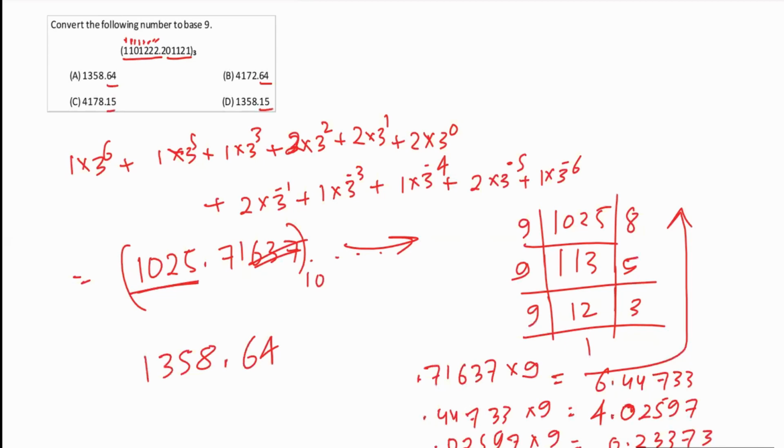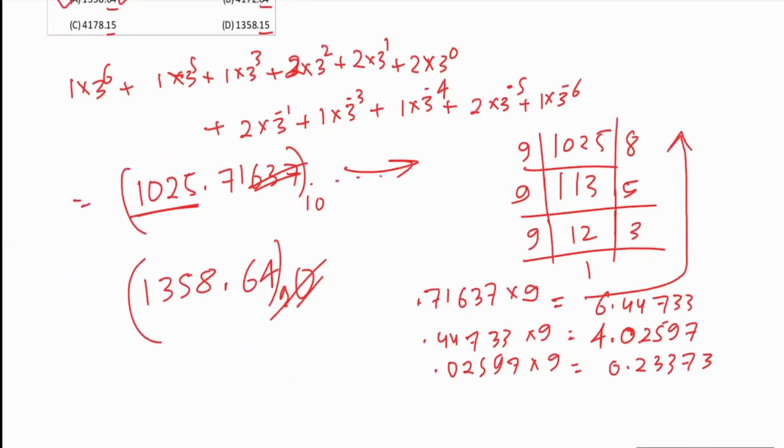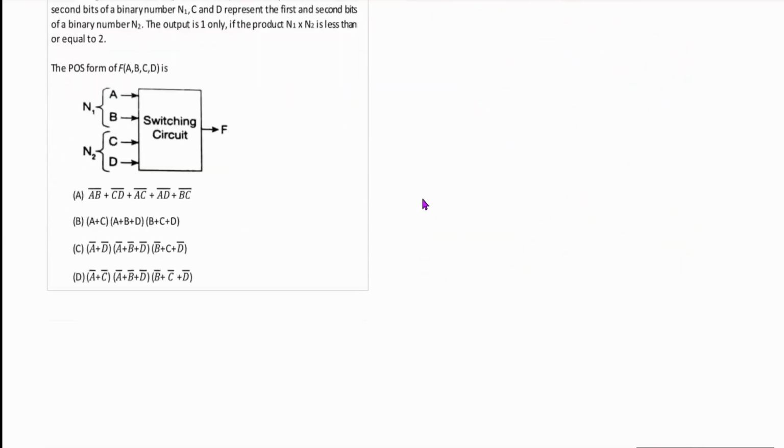Here you can see that only two numbers are there, so I need not calculate it further. Basically I'm getting 0 here, so I need not calculate further. Till this point I need to calculate, and this is base 9, and I need to match that 64. This 64 I'm getting here and here. 1358 is here, so A is my correct option. Let's go to the next question.